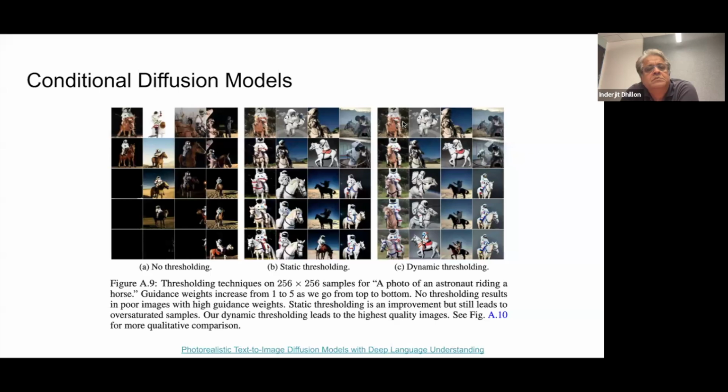And you can also see here, by the way, that guidance weight 1 just gives you really bad samples. It kind of looks like an astronaut riding a horse, but it doesn't make sense at all. Whereas guidance weight 5 just looks like such a better sample here.